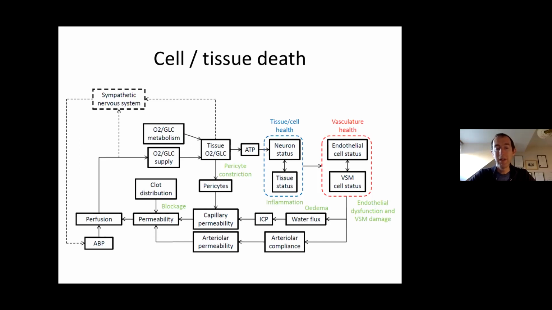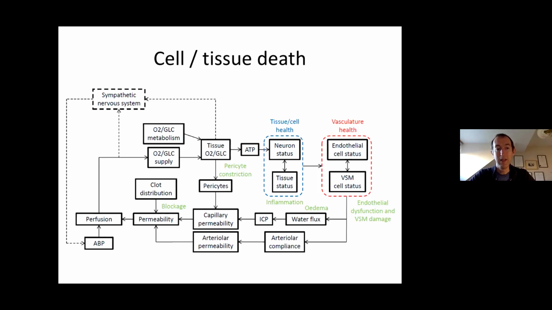And I put this slide up quite regularly to remind myself how complicated the process is that leads from ischemia. So if you look in the bottom left-hand side, you can see I've got blood pressure driving perfusion, and perfusion drives oxygen and glucose supply. And that then drives tissue oxygenation, tissue glucose, which then provides ATP, which then drives neurons, and that then enables the vasculature to remain in a healthy state.